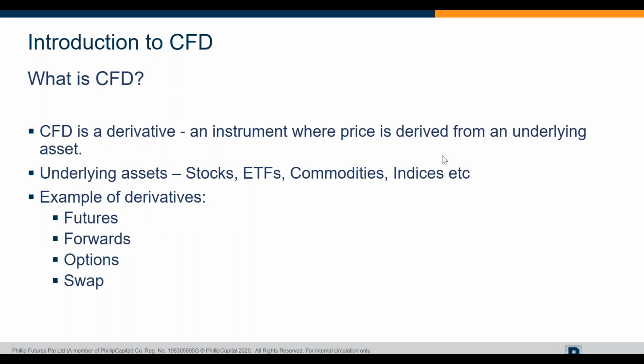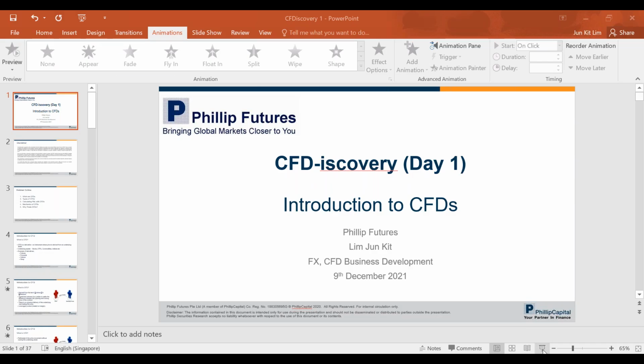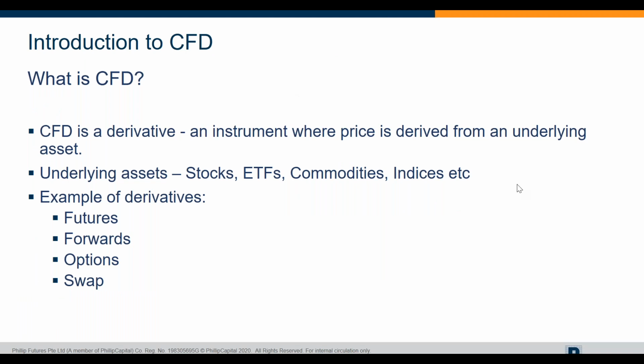First and foremost, what is CFD? CFD stands for contract for difference, and it is a derivative. By definition, a derivative is an instrument whose price is derived from an underlying asset. The underlying asset could be stocks, ETFs, commodities, or indices. So essentially, what CFD does is it derives price from the underlying asset.